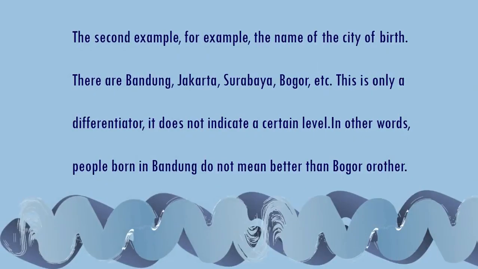Second example, for example, the name of the city of birth. There are Bandung, Jakarta, Surabaya, Bogor, etc. This is only a differentiator. It does not indicate a certain level. In other words, people born in Bandung are not necessarily better than those born in Bogor or elsewhere.